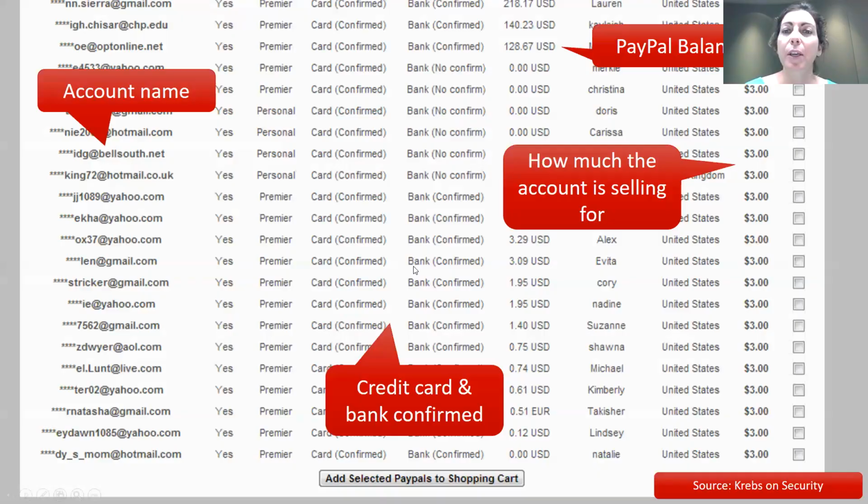Okay, so here's another screenshot of PayPal accounts and the data that is confirmed. Let me use my little annotator, my spotlight, so I can point at things. Here you've got the account names, and what type of account they've got in PayPal, Premier or Personal. The card has been confirmed, the bank account's been confirmed, what the balance is, and how much they're selling it for. So for example, this one's got a 0 balance and they're selling it for $3. That just gives you another example of the data.